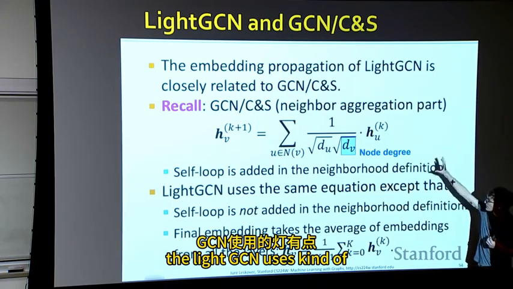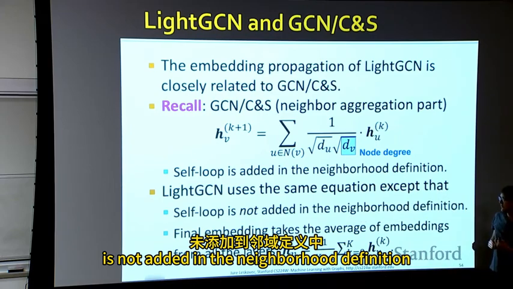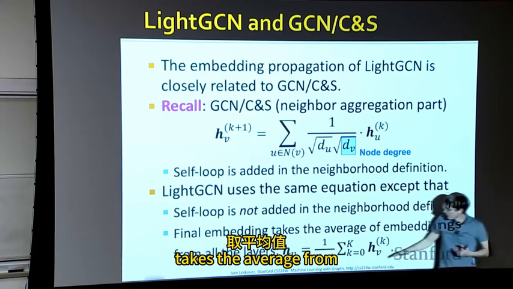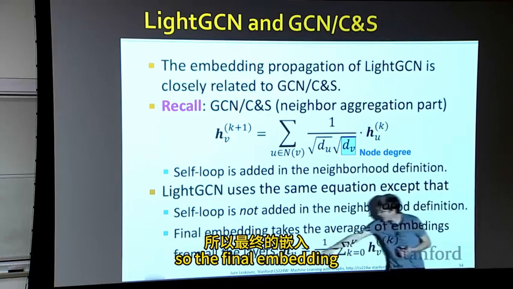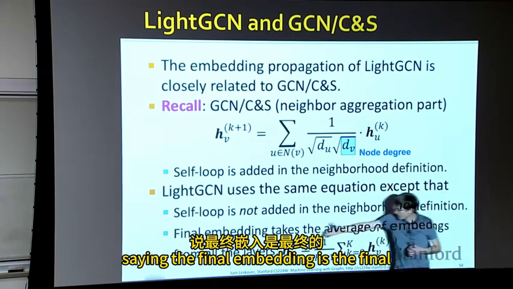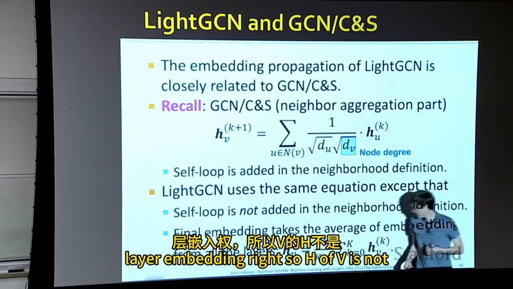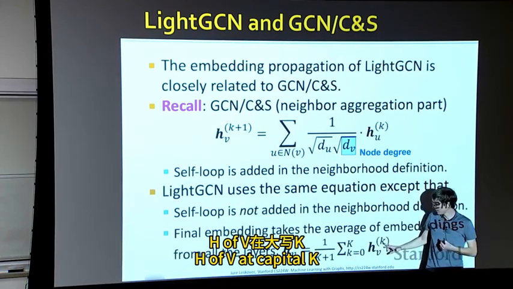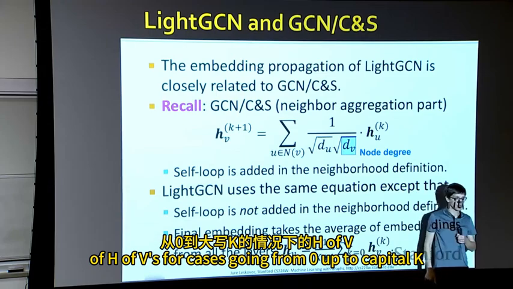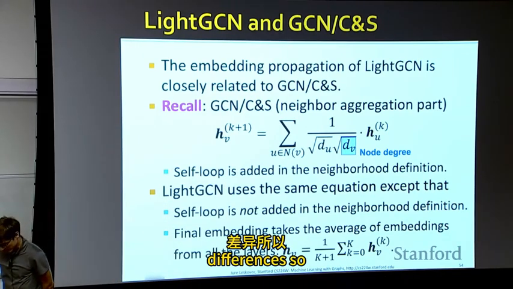The light GCN uses kind of the same equation, except that the self loop is not added in the neighborhood definition. And final embedding takes the average from embeddings from all layers, right? So the final embedding is the sum of the individual layer embeddings, rather than saying the final embedding is the final layer embedding, right? So H of V is not H of V at capital K, but is a sum of H of V's for K's going from 0 up to capital K. So those are the two key differences.